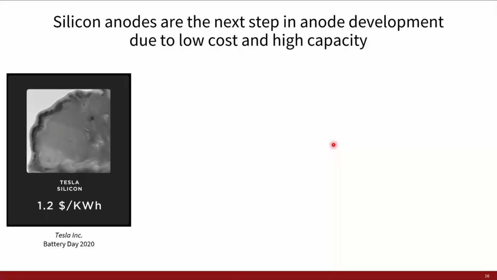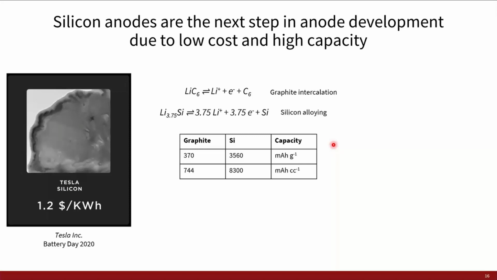So if you've been paying attention to the battery world and watched Tesla's Battery Day presentation, you saw their announcement of Tesla Silicon, which is their proprietary silicon technology that allegedly can bring down the dollar cost to $1.2 per kilowatt hour of energy storage. And this is very exciting and very attractive if you look at the silicon lithium alloying reaction.